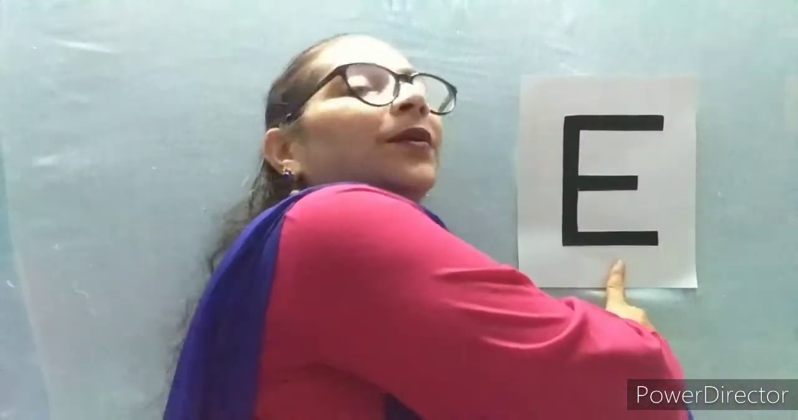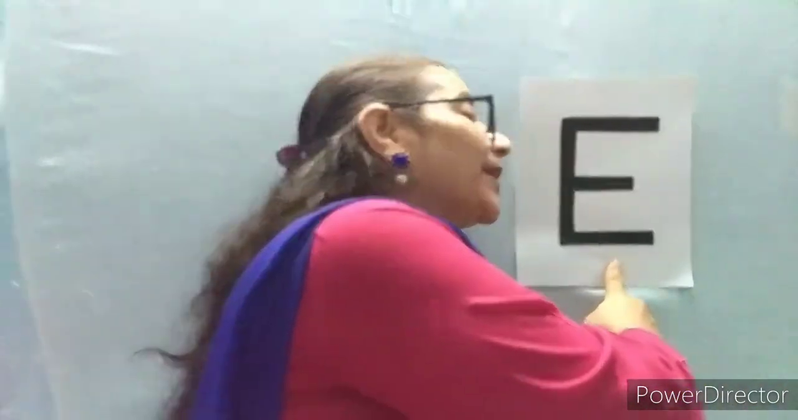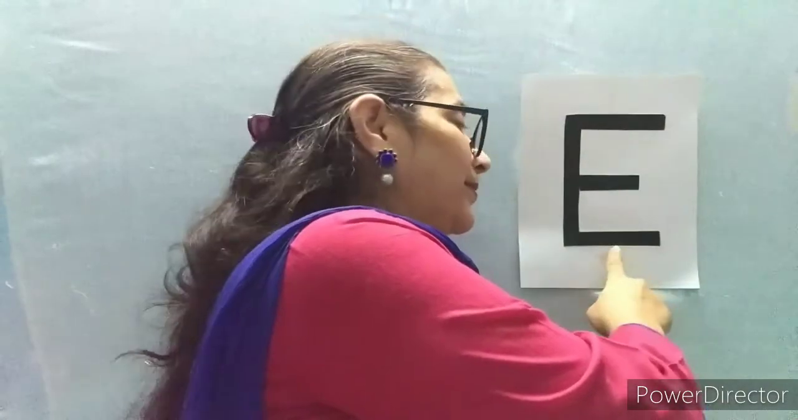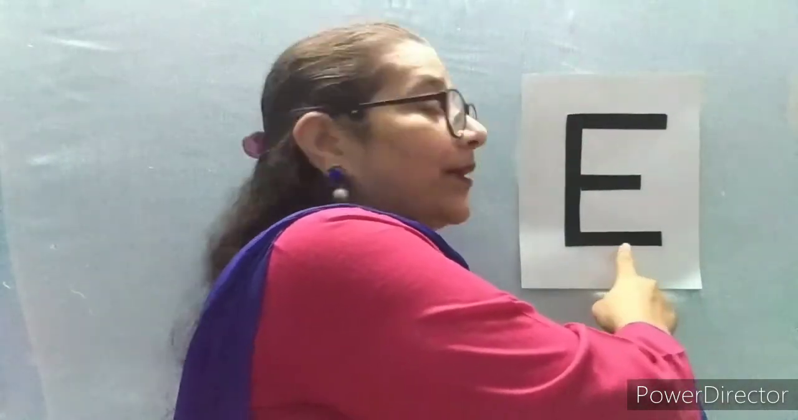See children, which alphabet is this? E. E says E. E for engine. Do you know children? This engine runs on rails like this on the railway track. And how does it make the sound? उसकी आवाज कैसे होती है पता है आपको? See children.